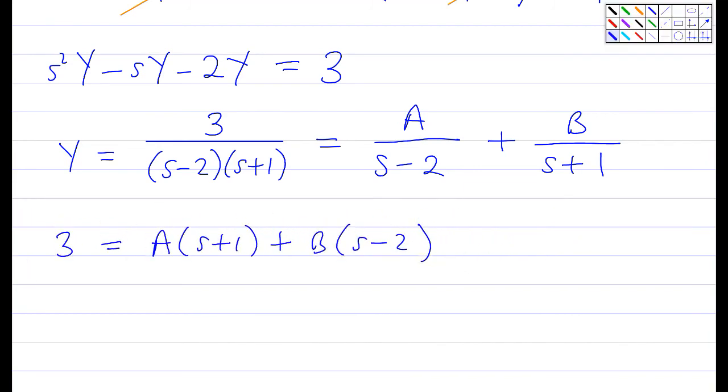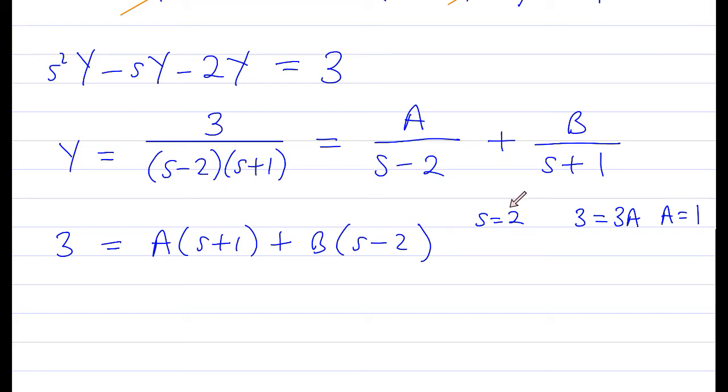Now, this must work for any value of s. So, for example, if I plug in s equals 2, then what does the equation become? 3 equals, this term disappears, this term becomes 3A. So A must be equal to 1. That was nice. I plugged in 2 because I knew this term was going to disappear.